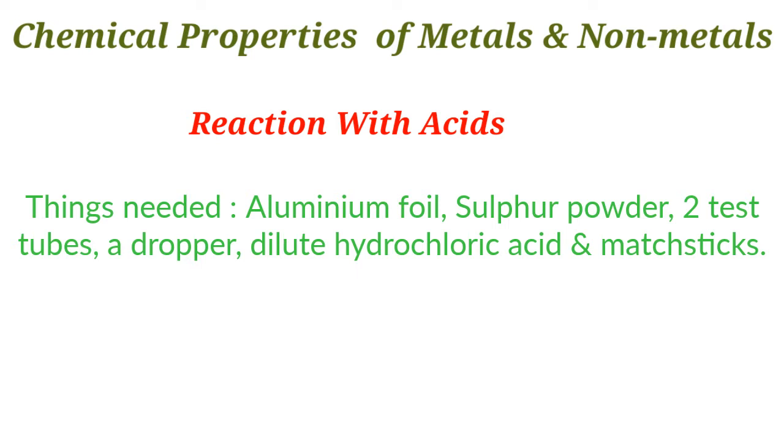Observe the reactions carefully. Bring a burning matchstick near the mouth of each test tube. Observe the burning matchstick carefully. You can observe a vigorous reaction with the evolution of bubbles of a colorless gas in the first test tube containing aluminium foil and hydrochloric acid. The gas catches fire with a pop sound and burns with a pale blue flame. The gas evolved is hydrogen.